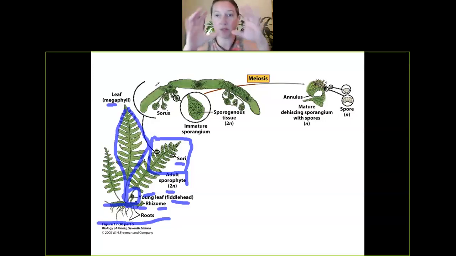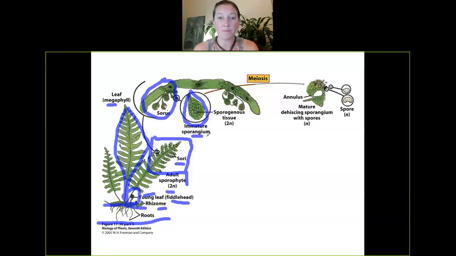So now we're going to go close up on a cross section through a leaf. Here is a cluster of sporangia, one sorus. We don't see any umbrella thing here, so there's no indusium on this species of fern. This is a close-up of a sporangium. And inside of that sporangium is spore-producing tissue, which is 2N.